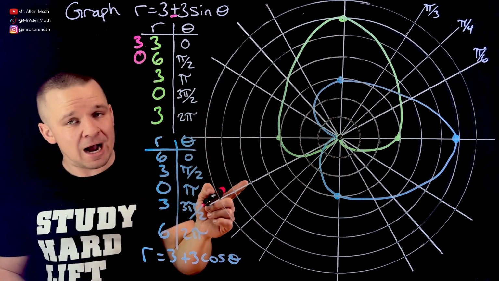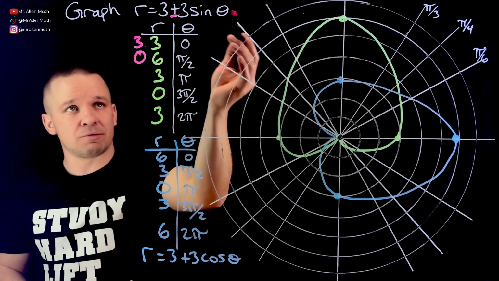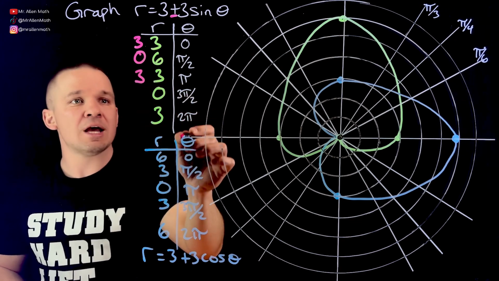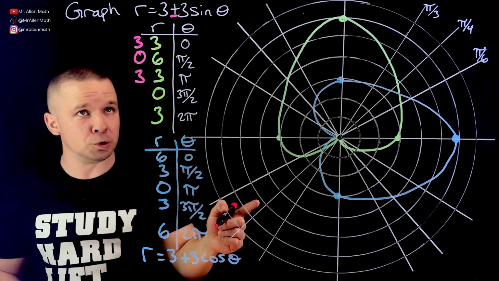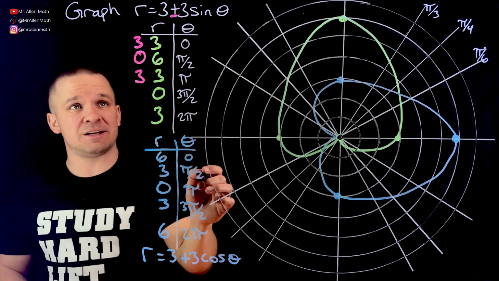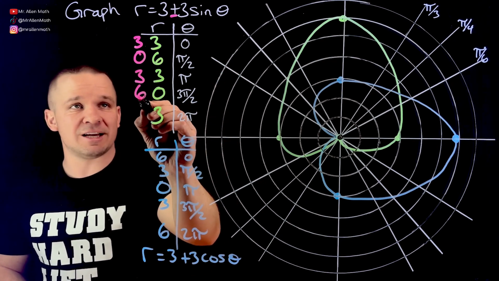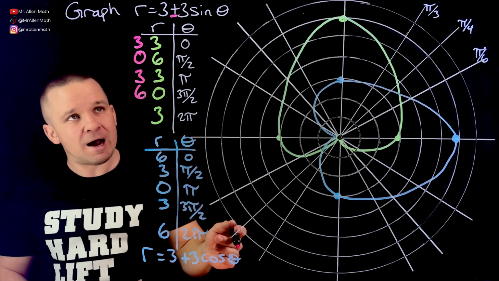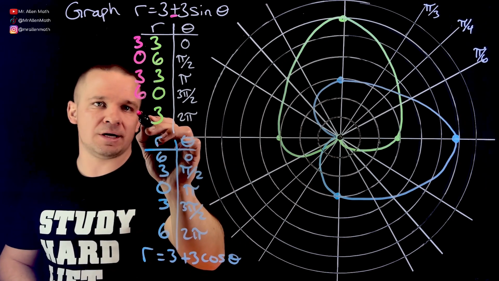When I plug in pi, I get 0, so 3 minus 0 is still 3. If I plug in 3 pi over 2, sine of 3 pi over 2 is negative 1, times negative 3 is positive 3, so we get 3 plus 3 is 6. And then when I plug in 2 pi, I get 0 plus 3 is 3.